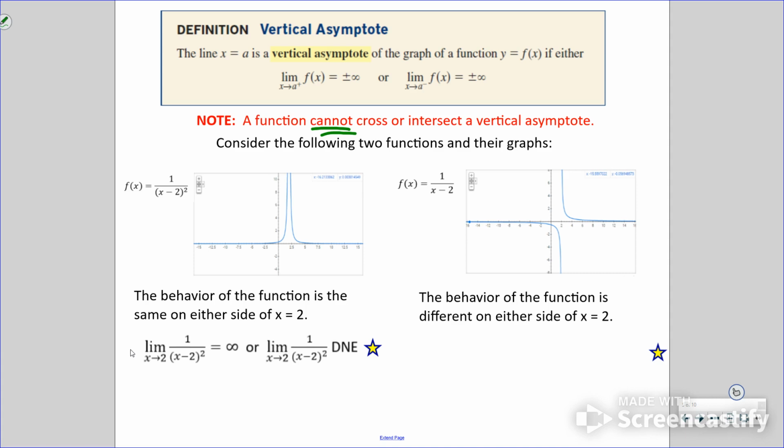All right. If I have something like on the right-hand side, the behavior of the function is different from each side. So we would say this limit does not exist because the left and the right hand are not the same.